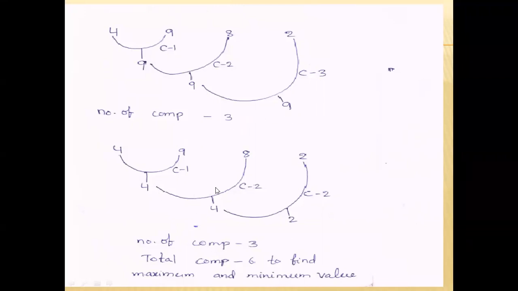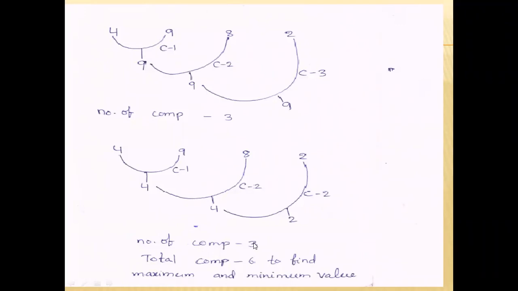Similarly, the total number of comparisons to find the minimum value is 3. First, 4 is compared with 9; the minimum is 4. Then 4 is compared with 8, the second comparison; the minimum is 4. Then 4 is compared with 2, the third comparison; the minimum is 2. So the total number of comparisons to find the minimum is 3. Totally, 6 comparisons are required to find the maximum and minimum values.